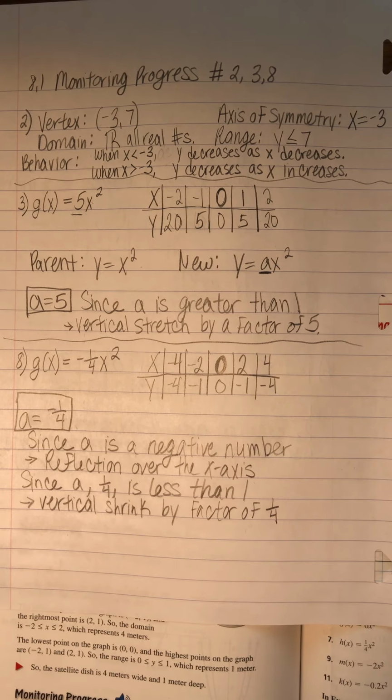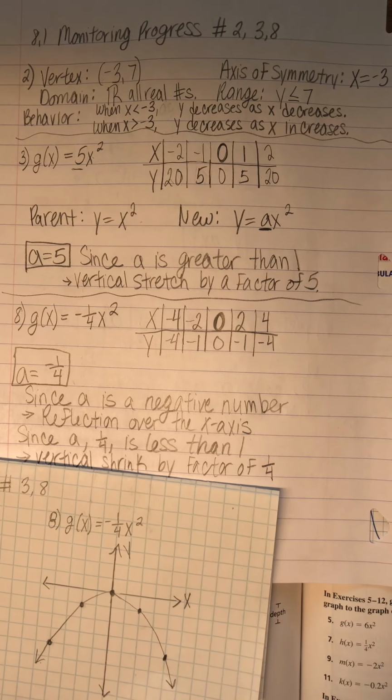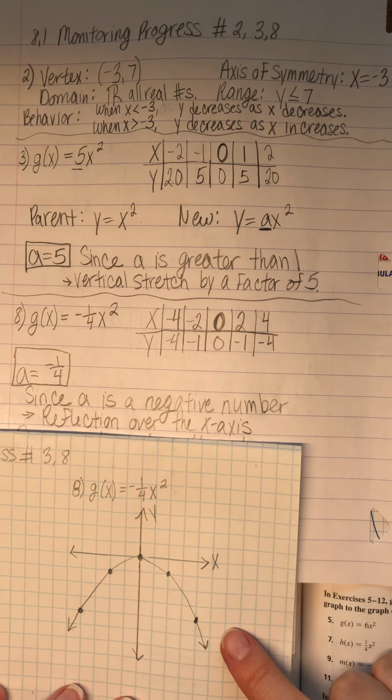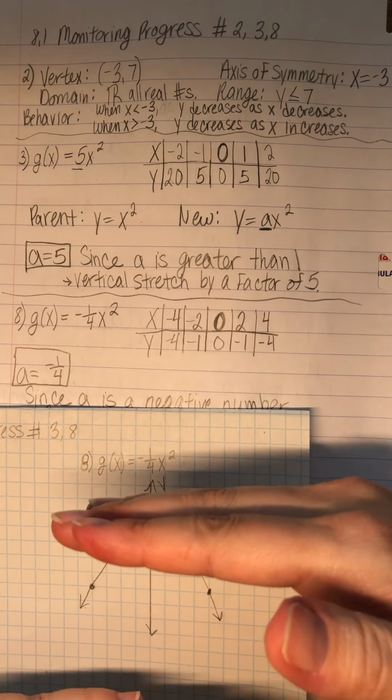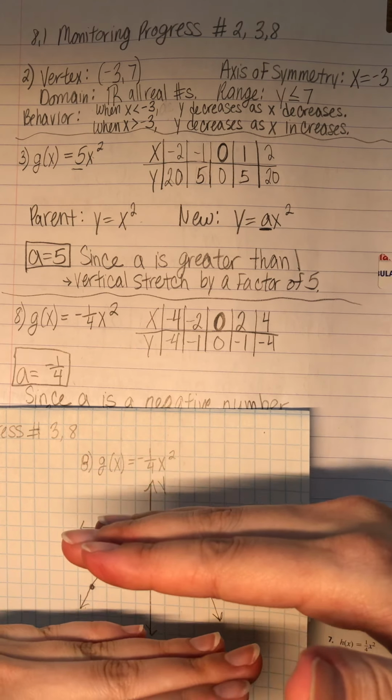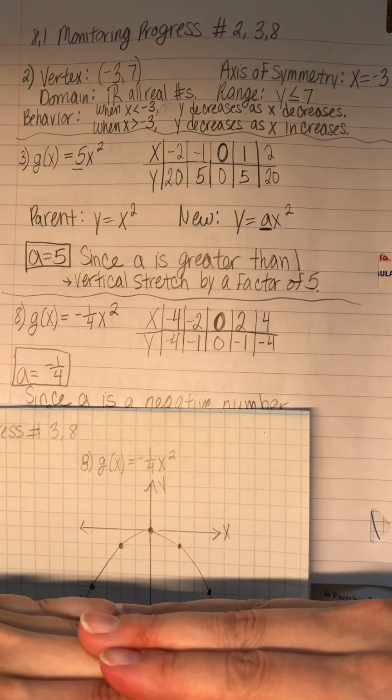And even look at your graph. This is definitely being shrunk. It's almost like I took the parabola and I'm kind of squishing it in this way. Because I'm squishing it, it's shrinking because of this squish.